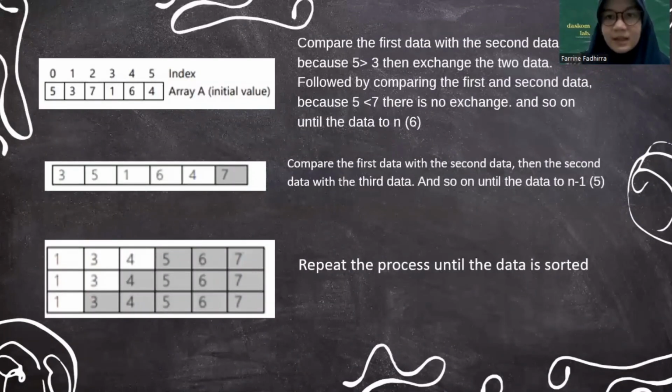Compare the first data with the second data. Because 5 is greater than 3, exchange the two data, followed by comparing the second and third data. Because 5 is smaller than 7, there is no exchange, and so on until the data n, or 6. Then compare the first data with the second data, then the second data with the third data, and so on until the data n minus 1. Repeat the process until the data is sorted.